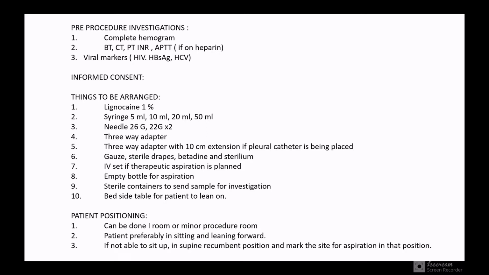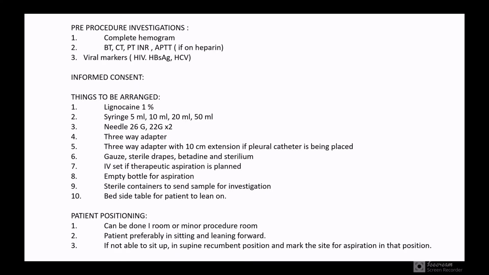Now coming to pre-procedure investigations, we usually do a complete hemogram and BT, CT, PT, INR, APTT if required for the procedure. BT is bleeding time, CT is clotting time, and PT INR you know. And viral markers like HIV, HBsAg, HCV. We take informed consent from the patient.